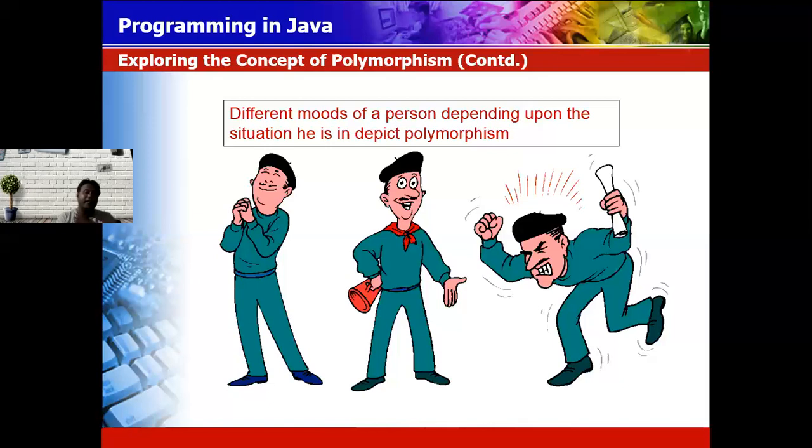Like, take an example: area is one function. When you use area in a circle, it is pi r square. When you use the area function in a rectangle, the functionality changes: length into breadth. The same function, same person, but the functionality changes depending on where it is used. When it is used in the rectangle, the functionality changes. When it is used in the circle, the functionality is also changed.